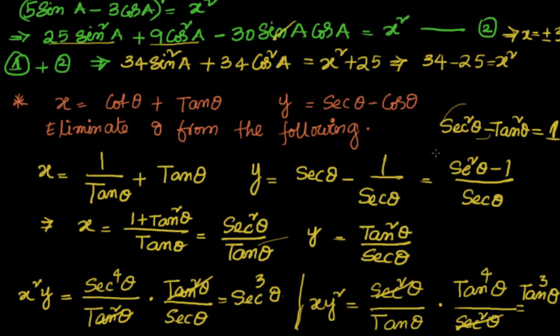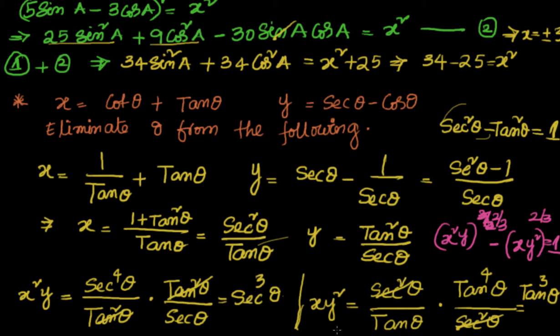That means secant cube theta whole to the power of 2 by 3, sorry, this is 2 by 3, because the 3 cancels and you will get secant square theta. Similarly, for tan cube theta also, tan cube theta to the power of 2 by 3 is nothing but equal to tan square theta. So secant square theta minus tan square theta is nothing but equal to 1. So that is your answer.